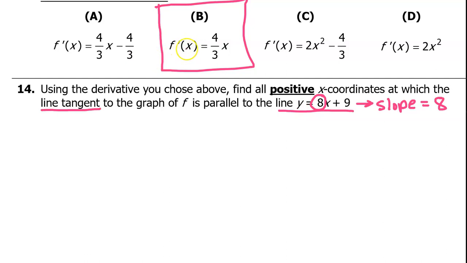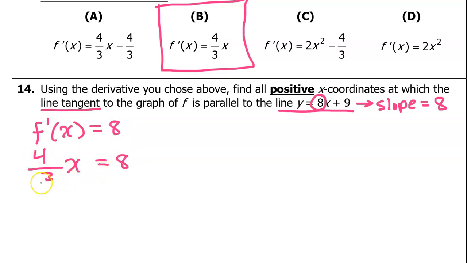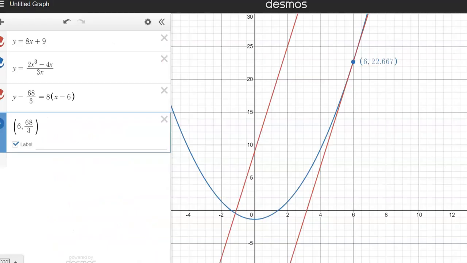But derivative is the slope. So we're saying that the derivative must equal 8. So f prime must equal 8. So that means 4/3 x must equal 8. Multiplying both sides by 3, we get 4x is equal to 24. Dividing both sides by 4, we get x equals 6. And that's it. And just for fun, here's what that looks like on Desmos.